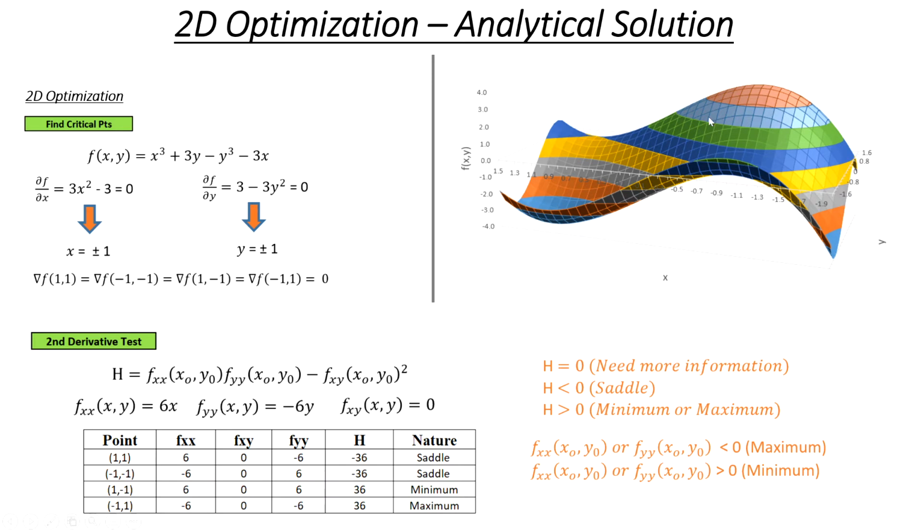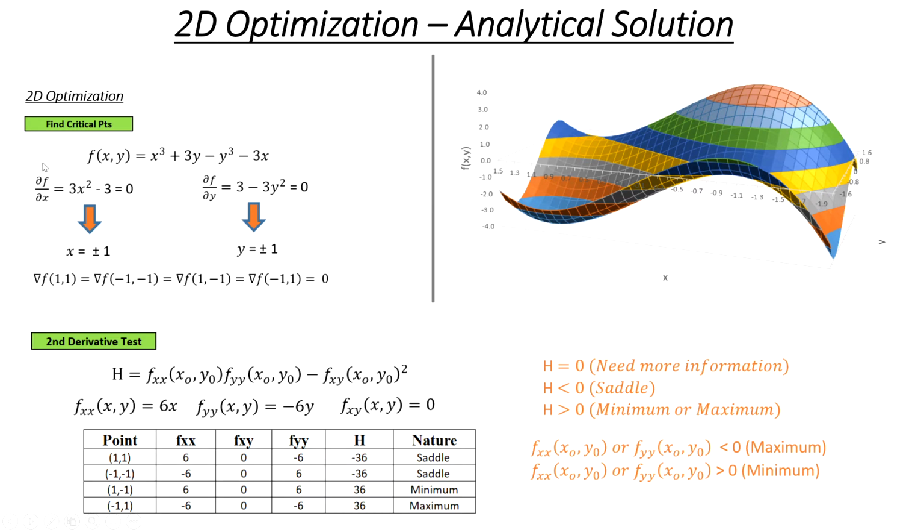So in this function that you see on the right hand side, it's basically f of x, y equals x cubed plus 3y minus y cubed minus 3x. So this is the equation. It's a function dependent on x and y. And in this case, when you are finding critical points, you are going to be dealing with partial derivatives.